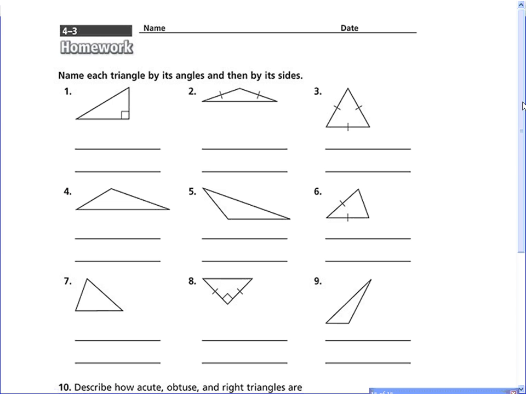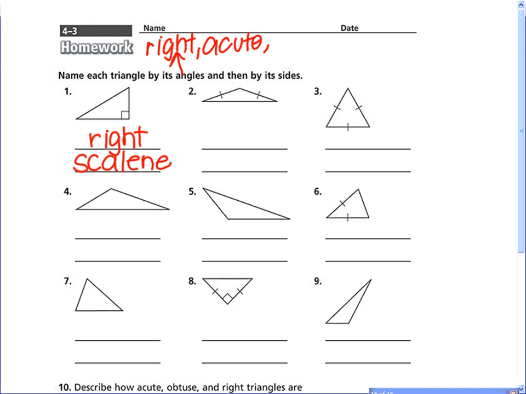So let's look at the first one. What angle do I have? Right. A right triangle. So it's right. And then what sides do I have? Scalene, because none of the sides are the same. So right, scalene. At the top underneath your name, if you want to write down the angles, it would be right, acute, obtuse.